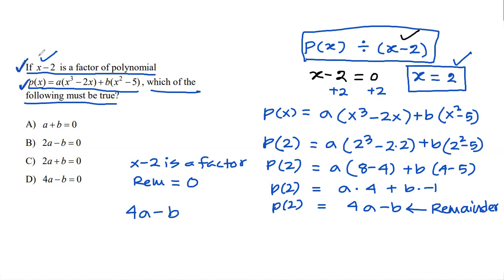So 4a minus b is the remainder when I divide the polynomial function p(x) by x minus 2. But wait, they already mentioned that x minus 2 is a factor of the polynomial, which means the remainder must be 0. If x minus 2 is a factor, then the remainder of the division should be 0. But you got the remainder as 4a minus b, and it needs to be 0, right? So 4a minus b equals 0. That's it. So your option is option D.